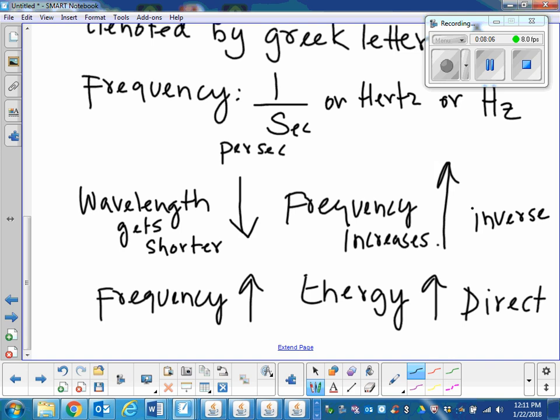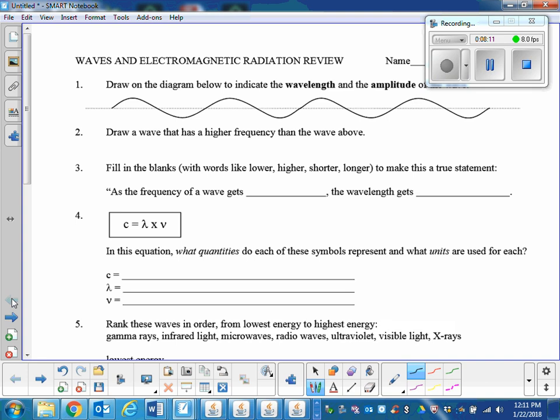Now, let's go back and answer some of these questions on your worksheet. So this is the wavelength. Correct? That will be the amplitude. Correct? If you were to draw a wave that has a higher frequency, could you do that on your paper? Does everybody know how to do that? A wave that has a higher frequency will look something like this.